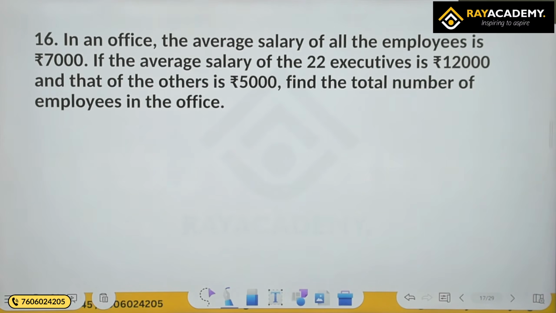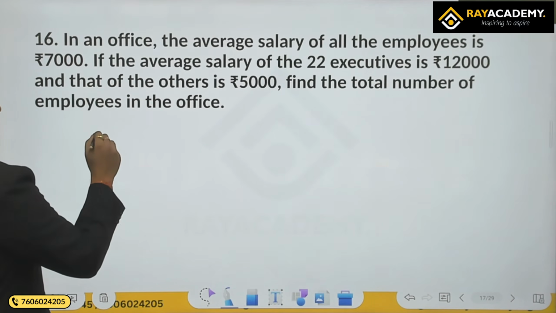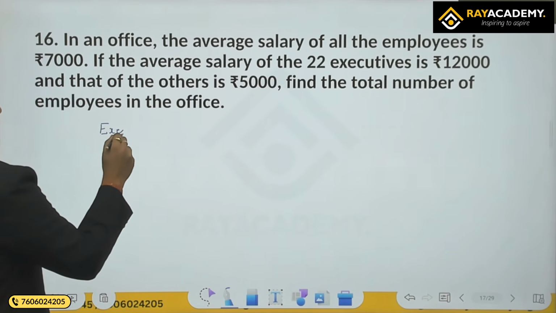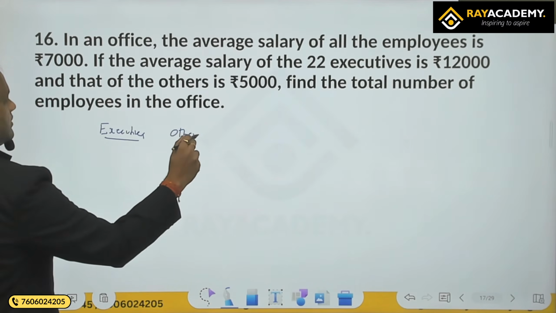Total average salary, 22 executives 12,000 and that of others. Acha, this question you can do very well by using the alligation method. That would be very, very useful. Already the average is given, so let us do it. First, let us plot what is given. Executives, others, two categories of employees.